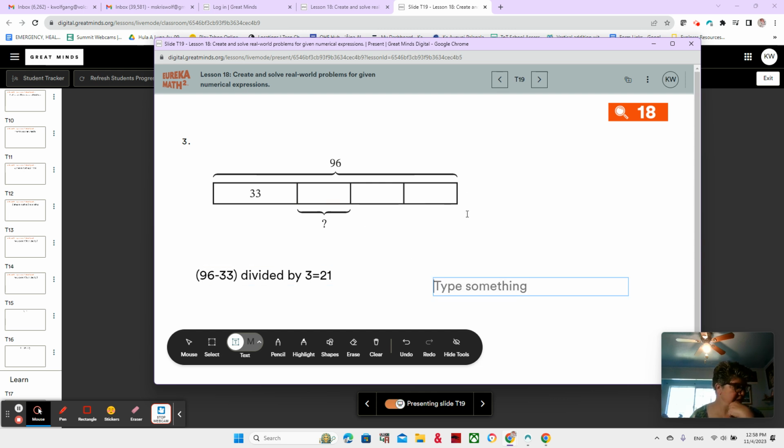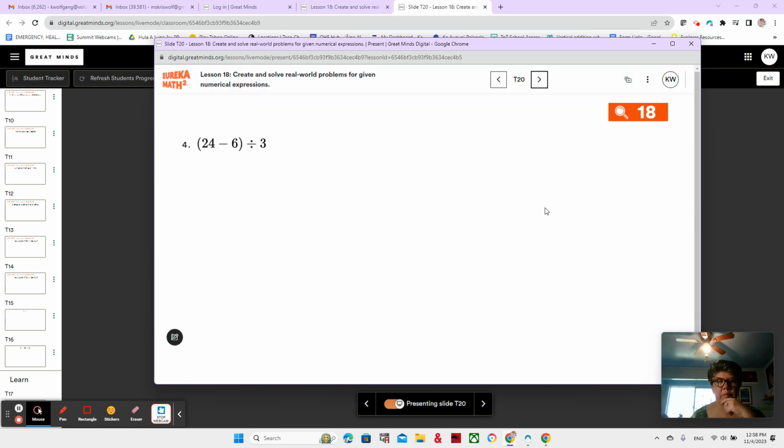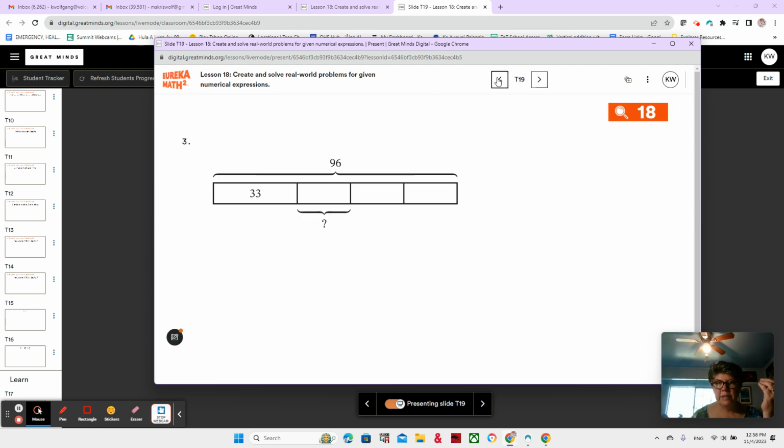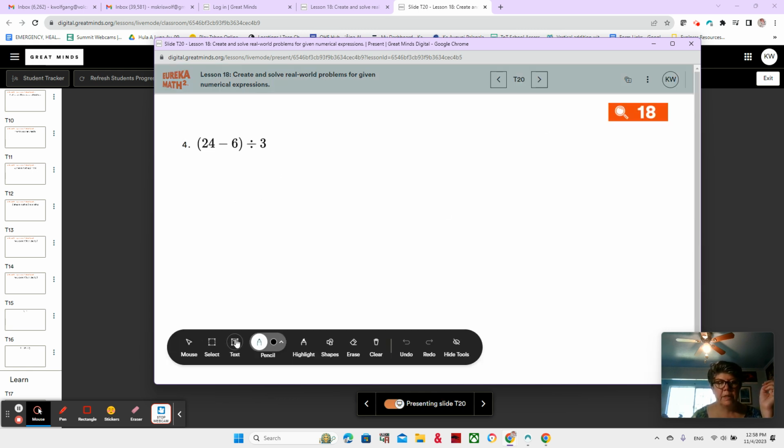All right, let's go to the next problem. 24 minus 6 divided by 3. Hey, it sounds a little bit like what we just did, right? Yeah, but now instead of the tape diagram, we have the expression. So let's think of a word problem that would go with this expression. I have 24 of something. I give away 6, and then I'm going to divide what I have left over, right?